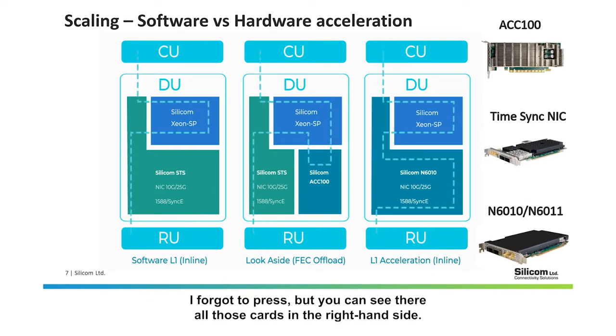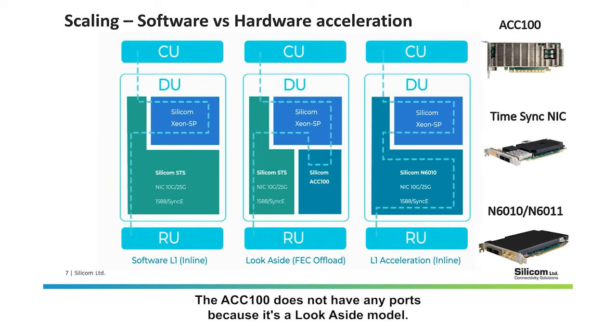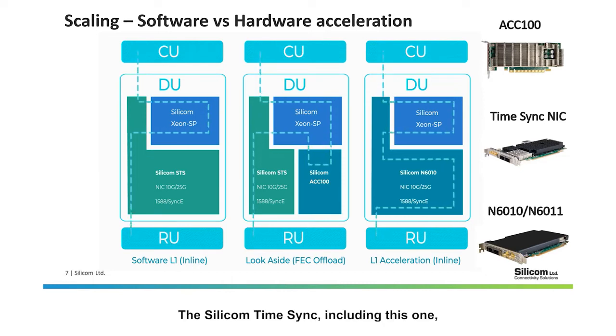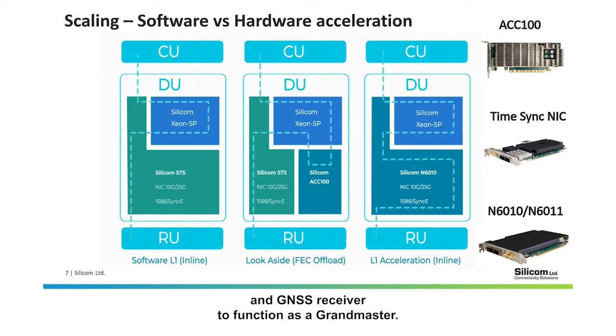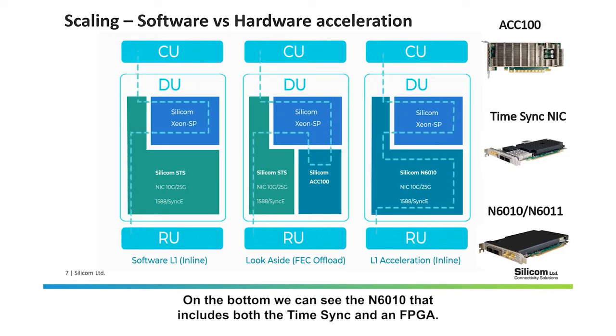I forgot to press, but you can see all those cards on the right-hand side. The ACC100 does not have any ports because it's a look-aside model. The Silicom TimeSync, including this one, is STF3 with 8 ports of 10/25. And over here we have 1 PPS, 10 megahertz, and a GNSS receiver to function as a Grandmaster. On the bottom, we can see the N6010 that includes both the TimeSync and an FPGA.